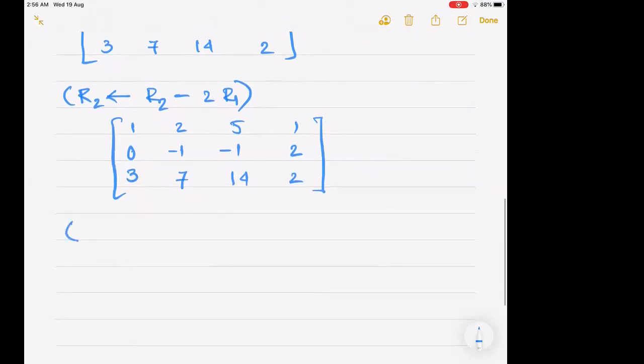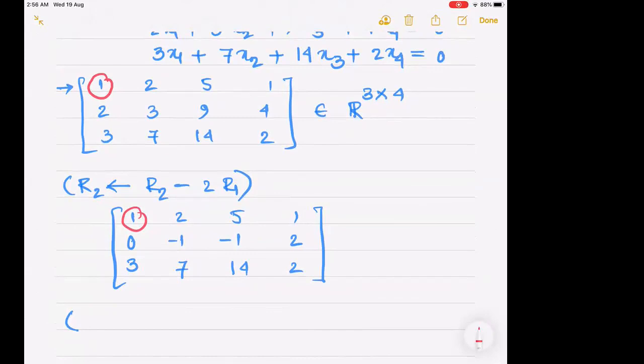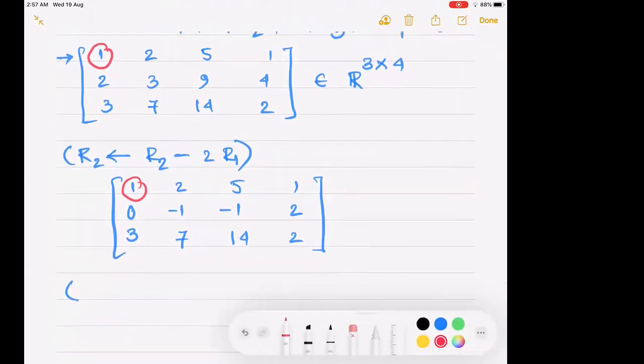For the second row operation, once again I'm going to take this as the pivot. Recall that for row reduced echelon form, the leading one, whichever column it appears in, every other entry in that column must go to 0. We've already made the second entry in the first column equal to 0. Now we have to make the third entry also equal to 0. That's why I've taken this one again as a pivot.